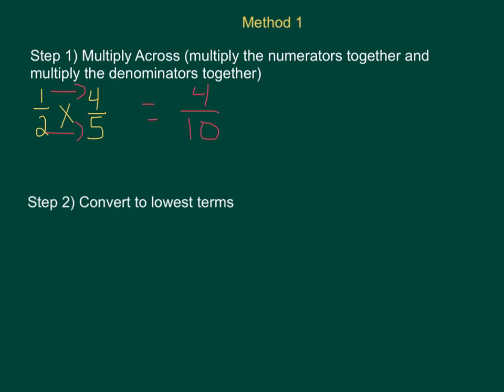Then step 2 says convert to lowest terms. So 4 over 10, well, we can divide them both by 2, and we get an answer of 2 over 5, which is our final answer. And that's it for method 1. Now we're going to try an example using method 1.